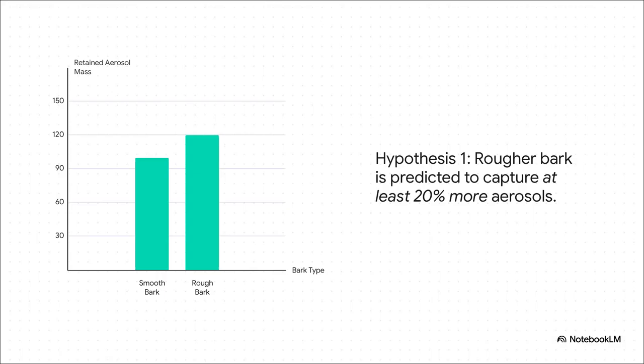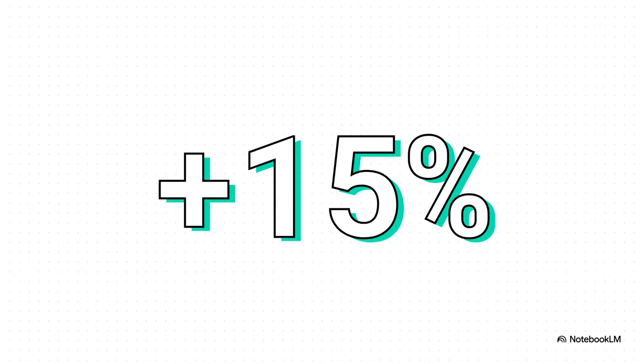Okay, let's start with capturing stuff from the air. The first big prediction is that rougher bark should be way better at the capture step. To be specific, the hypothesis says bark with deeper cracks and ridges should capture at least 20% more dust and pollen than smoother bark on a similar-sized tree. The algorithm also makes a prediction about the soil itself. Since it's designed to route water right to the base, we should be able to measure at least a 15% increase in soil moisture right near the trunk compared to the soil just a little bit further away.